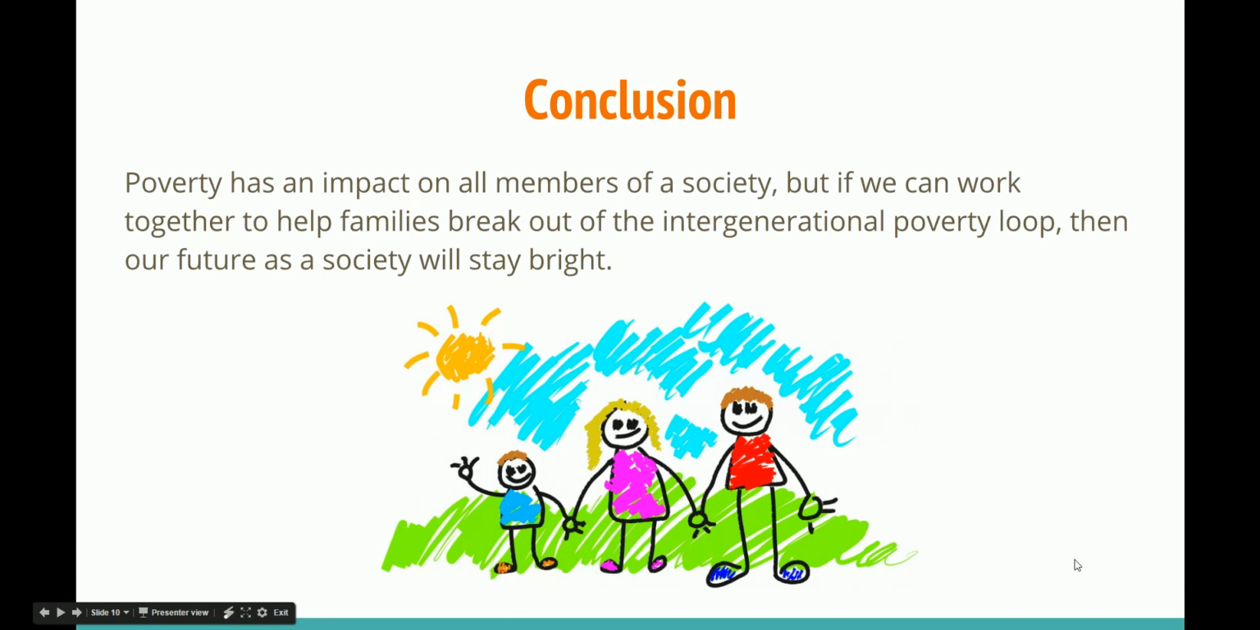In conclusion, poverty has an impact on all members of a society, but if we can work together to help families break out of the intergenerational poverty loop, then our future as a society will stay bright.